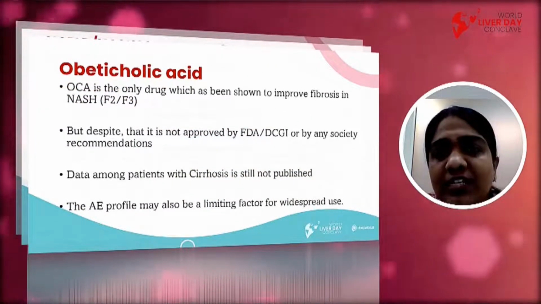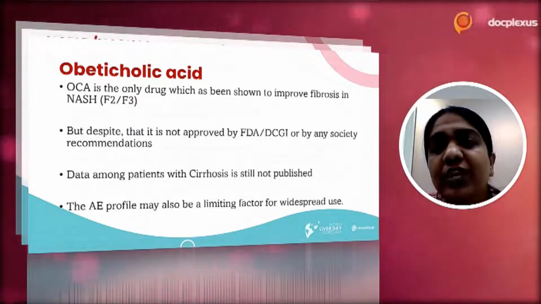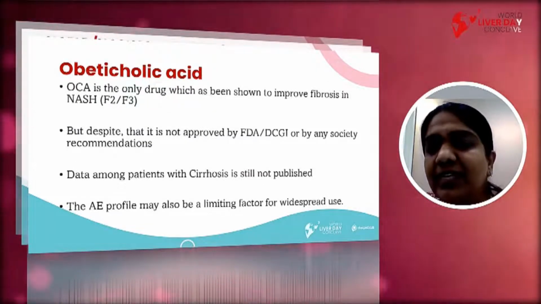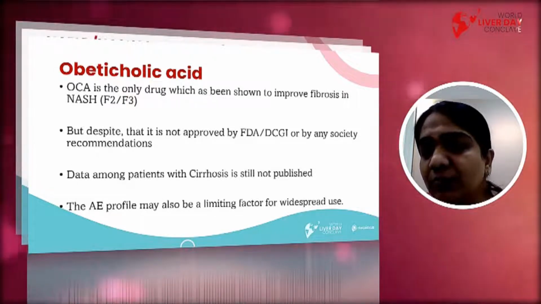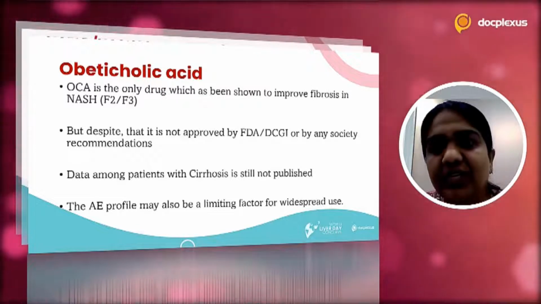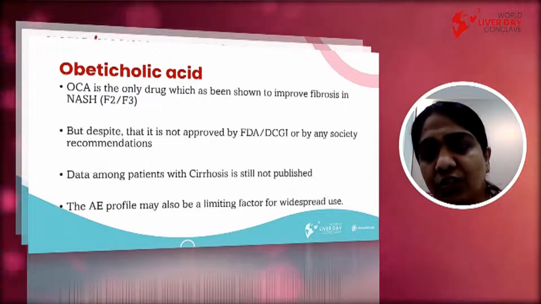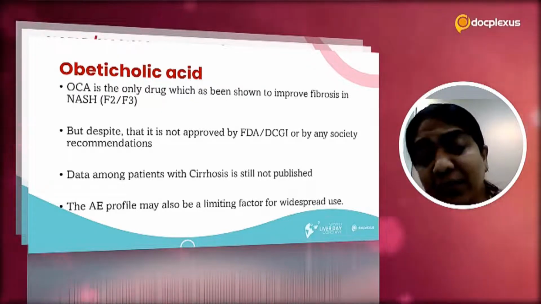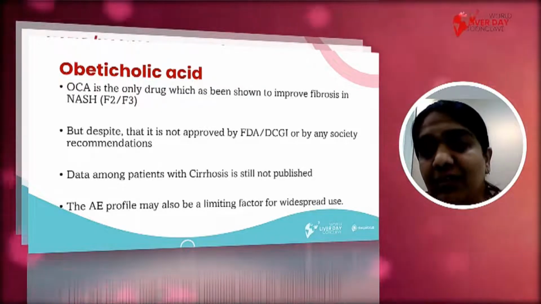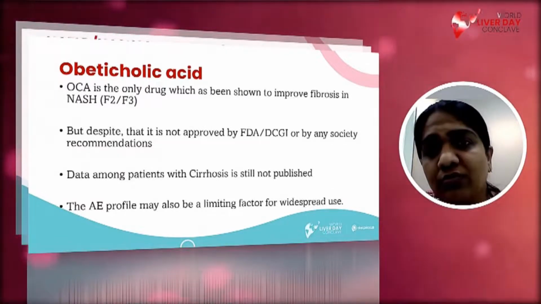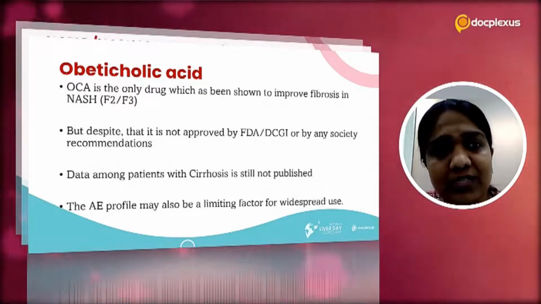So it is the only drug which has been shown to improve the fibrosis in case of NASH. But despite this, it has not received any approval from FDA or DCGI so far. Data amongst the patients with cirrhosis, especially advanced cirrhosis, is still lacking. Maybe the adverse effect profile may be the rate limiting step for the use of this drug more frequently.